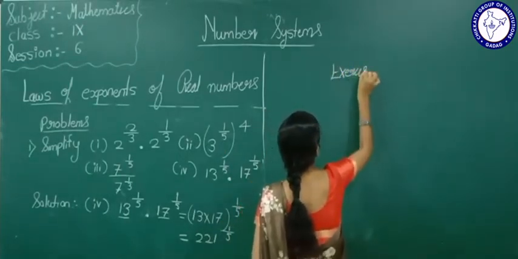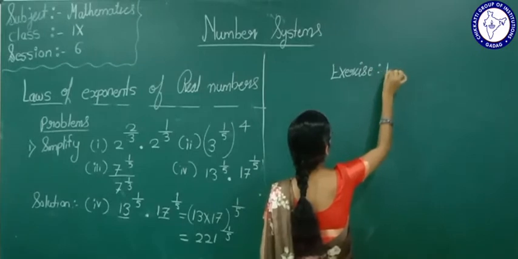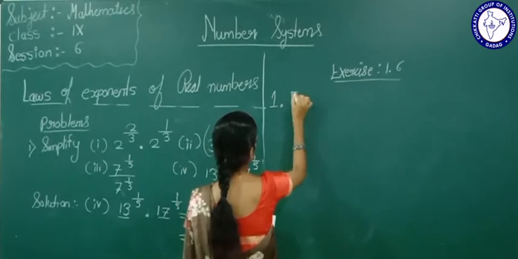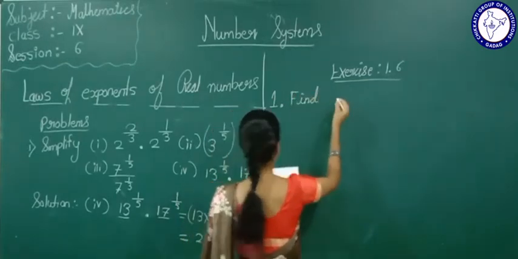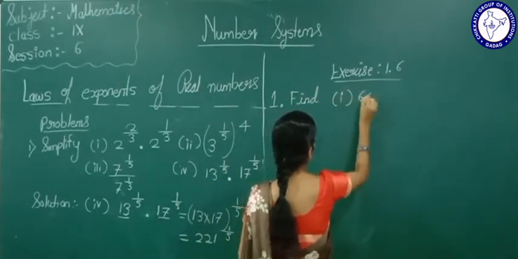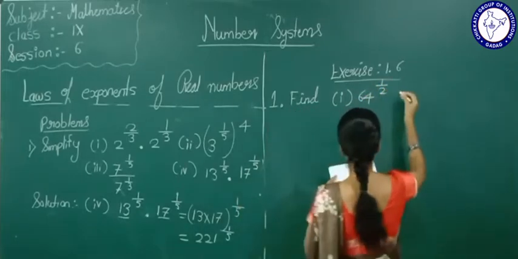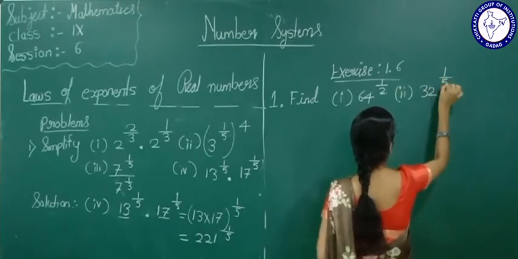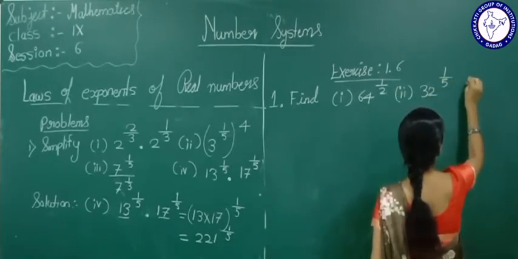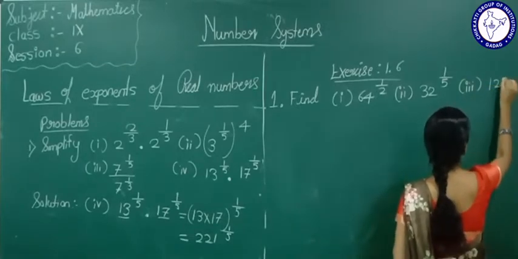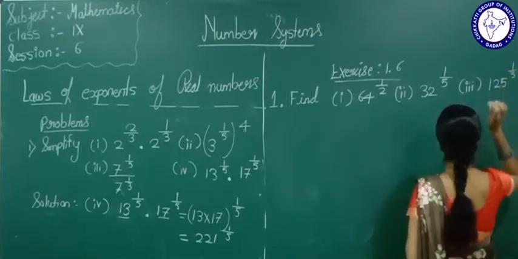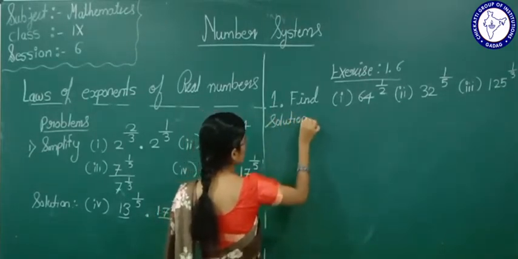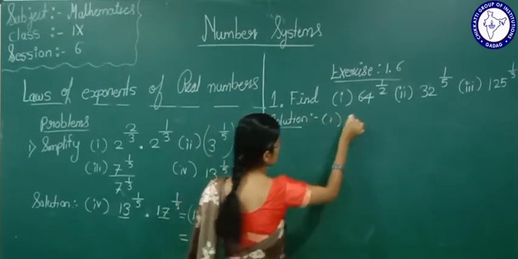Exercise 1.6. Find: first one, 64 raised to 1 by 2; second one, 32 raised to 1 by 5; and third one, 125 raised to 1 by 3. Let us see the solution. They told us to find these values.